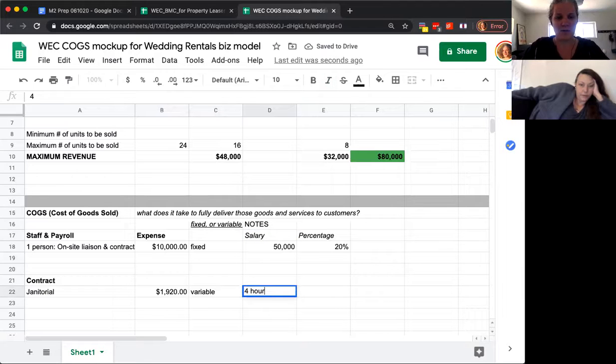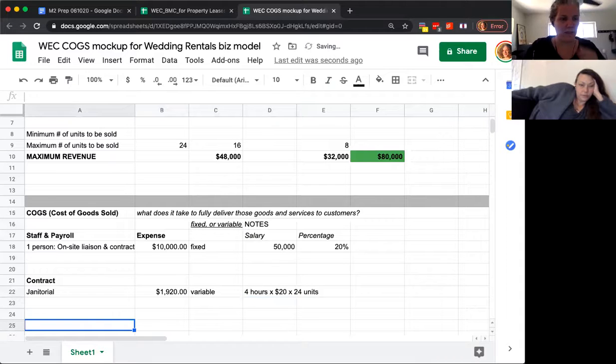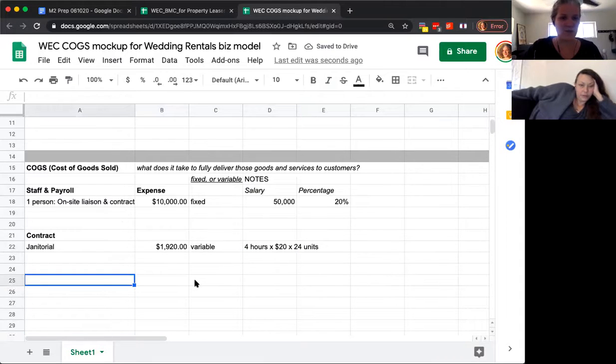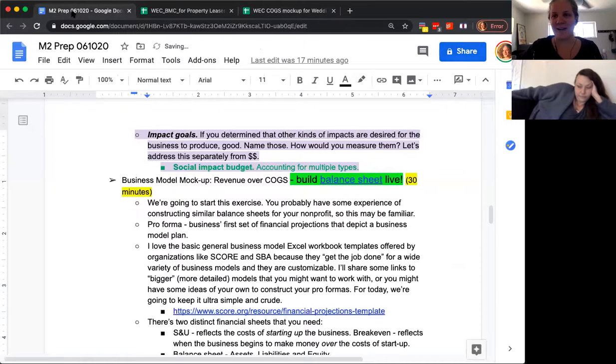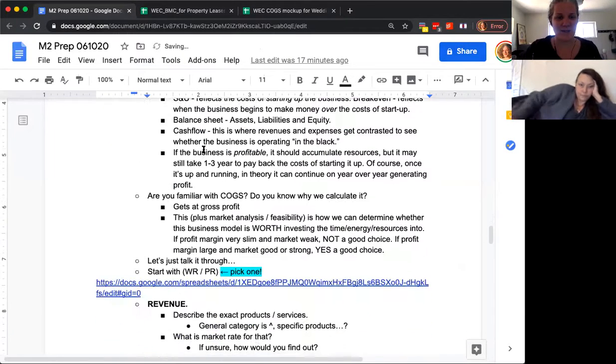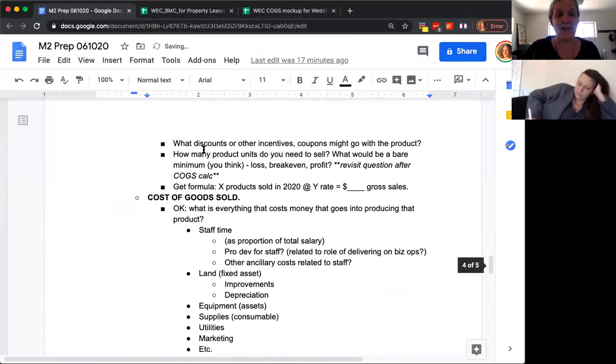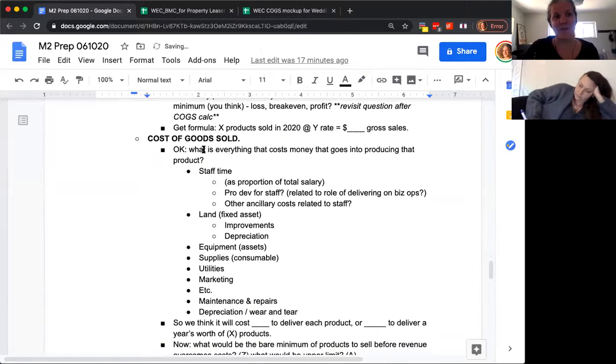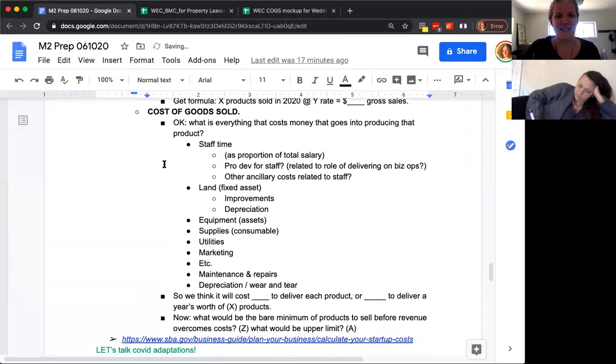4 hours times 20 an hour times 24 units. Great. So you see what I'm doing here, I'm just building this out. And we're running out of time, so I'm just going to list off some of these other categories that I noted down as probably relevant to the business model itself, which is staff time as a proportion of total salary.